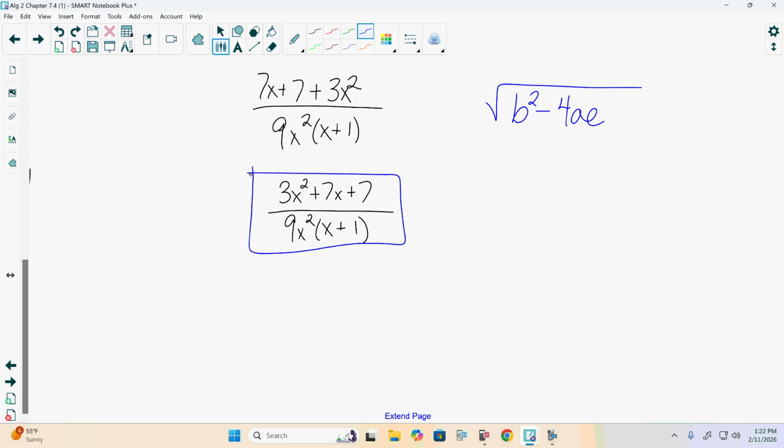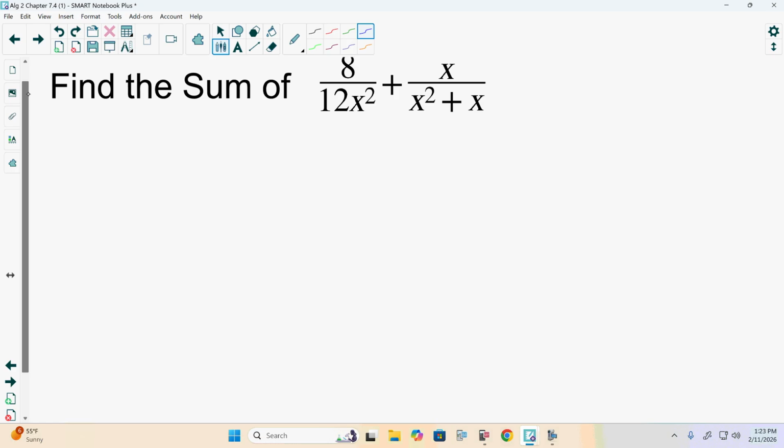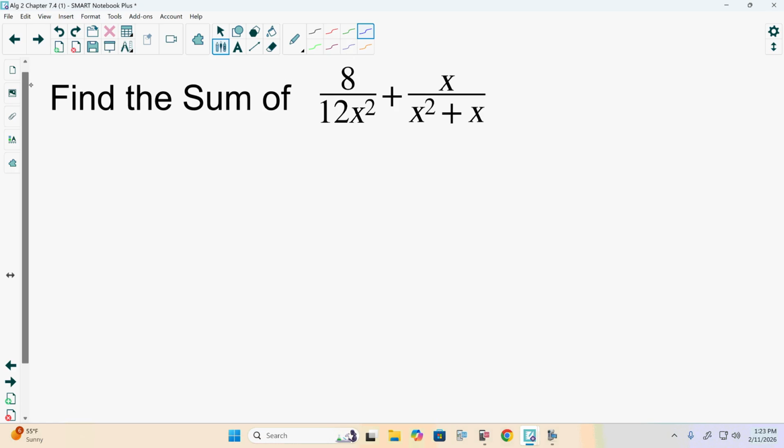If it did factor, we need to factor it, because if there's a common term on top and bottom, there's a common expression on top and bottom, we need to reduce it out, we need to simplify it. Questions on this here? Let's look at the next one.